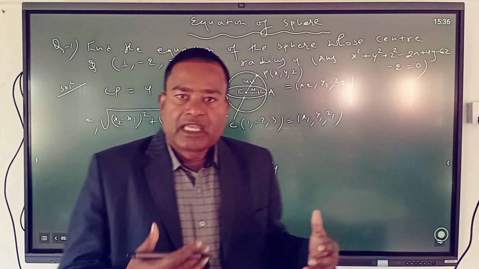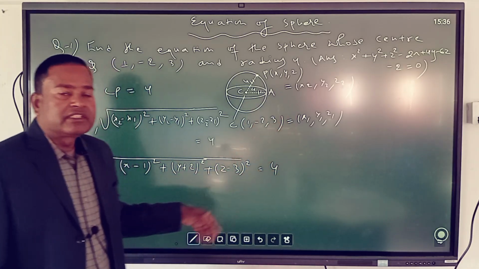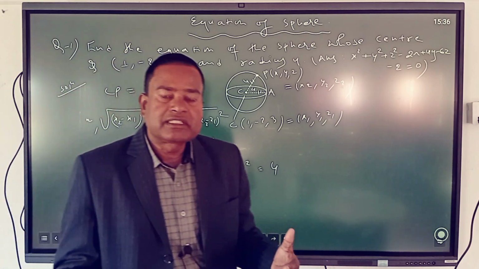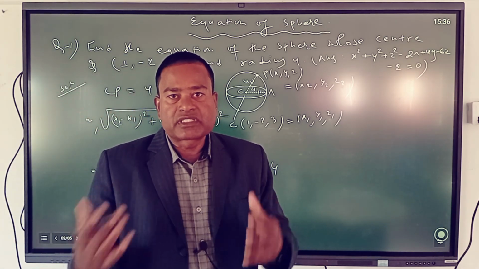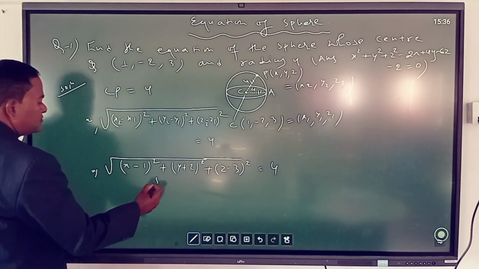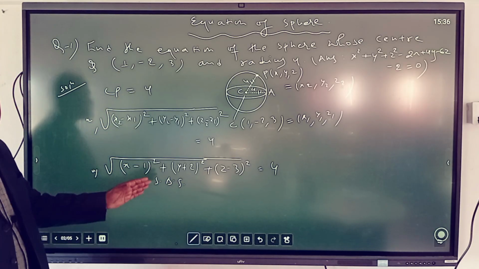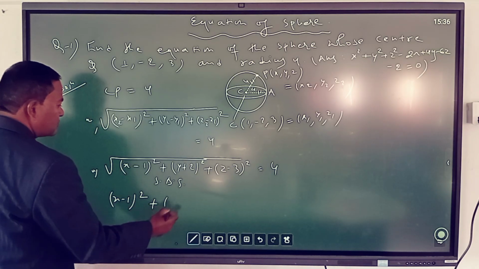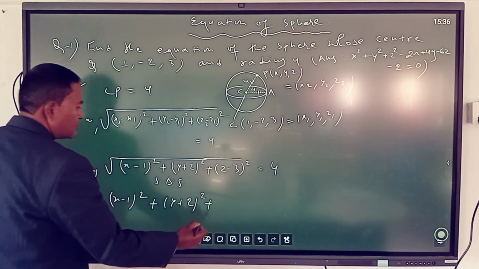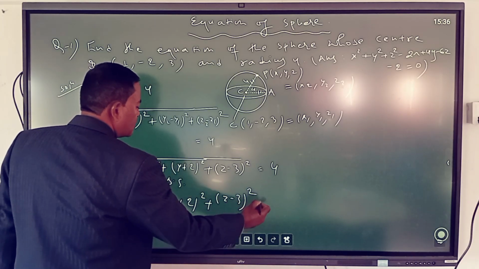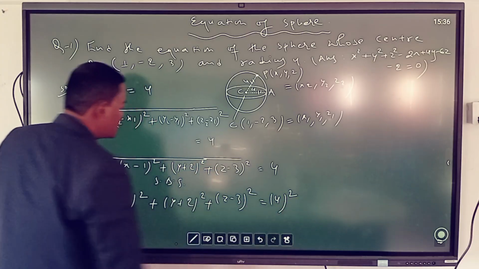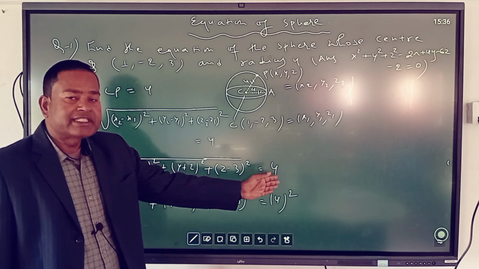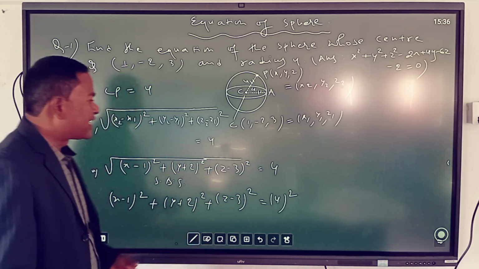So dear students, simply we have put the values of x1 y1 z1 and x2 y2 z2 in the distance formula. Now let's do a squaring on both sides, so that root will cancel, and after simple calculation we will get the equation of sphere. So the root will cancel from the left side if we do a square on both sides, and on the right hand side there will be 4 whole square. So let's do the calculation.